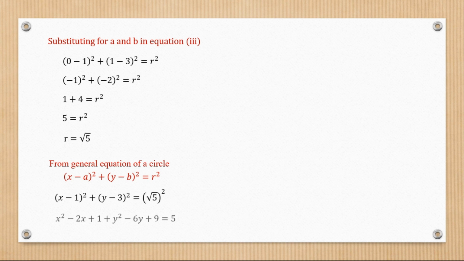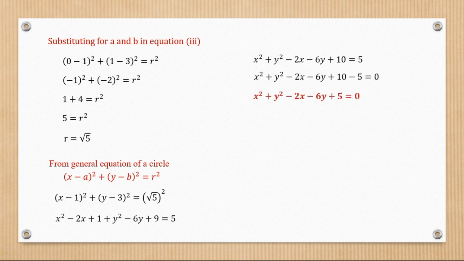So plug those in, and I'll have x squared - 2x + 1 + y squared - 6y + 9, of which here 1 + 9 shall give me 10. Then bring this here, and I'll have it as 10 - 5, of which eventually the equation of the circle shall be x squared + y squared - 2x - 6y + 5 is equal to 0, and that is the answer they wanted.